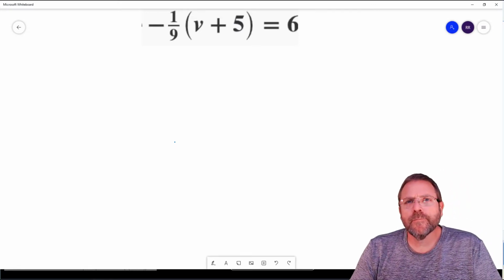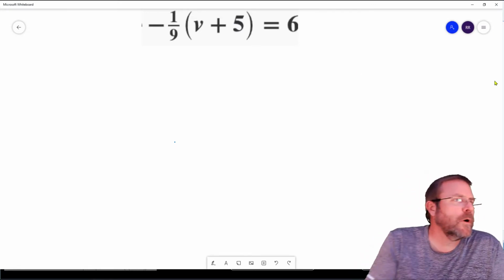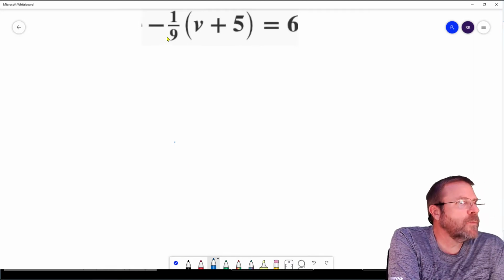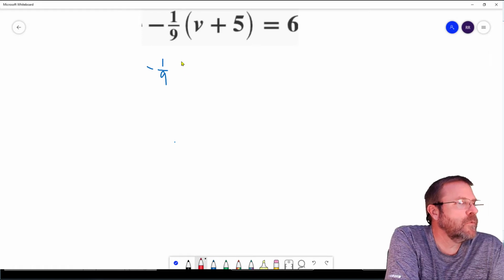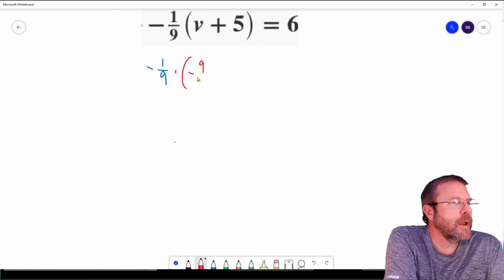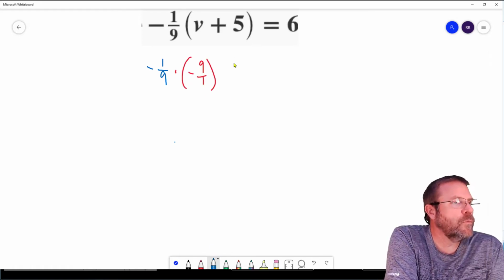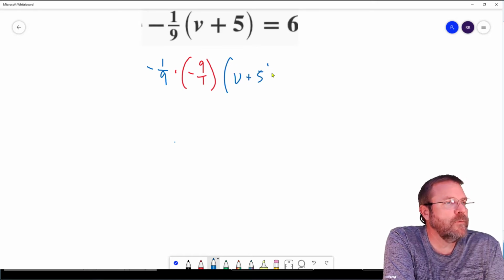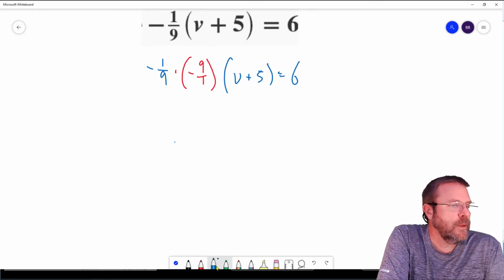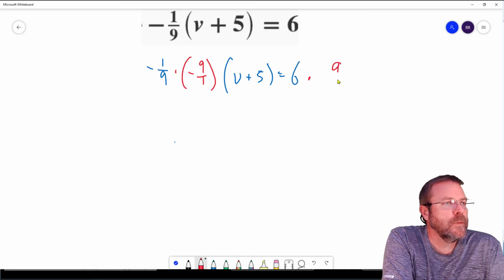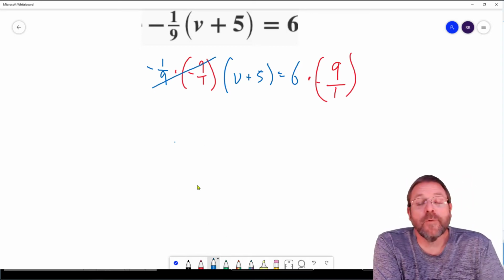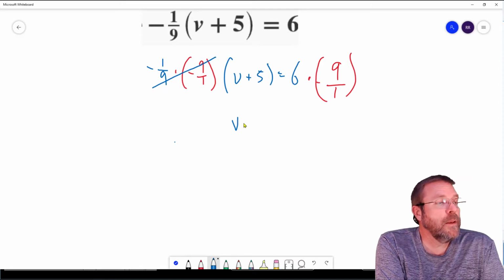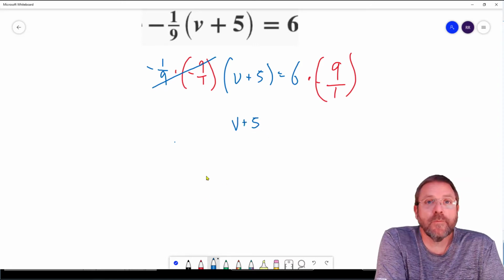Did you get it right? Let's see how I'm going to end up working this problem. I'm going to start off by multiplying both sides by the reciprocal, so I have 1 over 9 times a negative 9 over 1. From there, in parentheses, we keep the v plus 5 equals the 6, and then I'm going to do times that 9 over 1 again, which is still going to be negative. When I do this, these divided each other out. They're gone, leaving me with v plus 5 on the left-hand side.